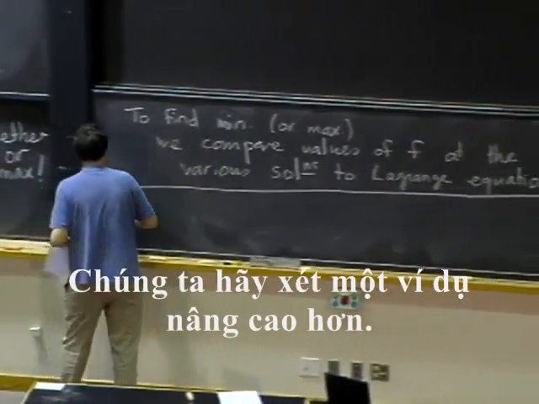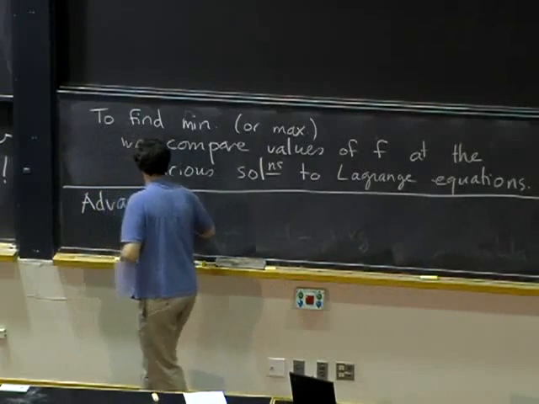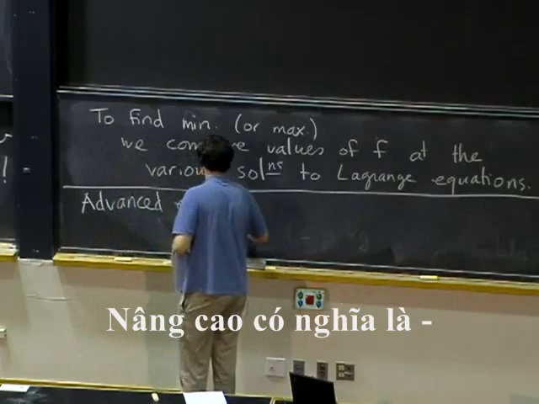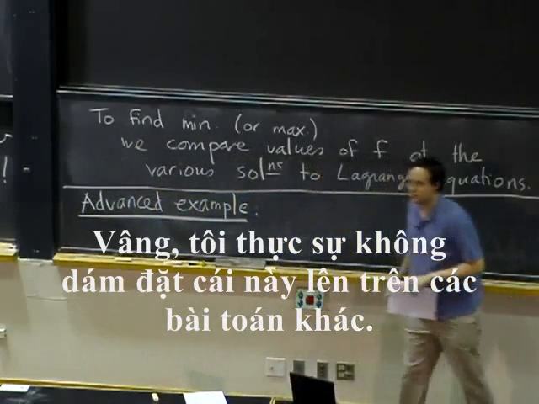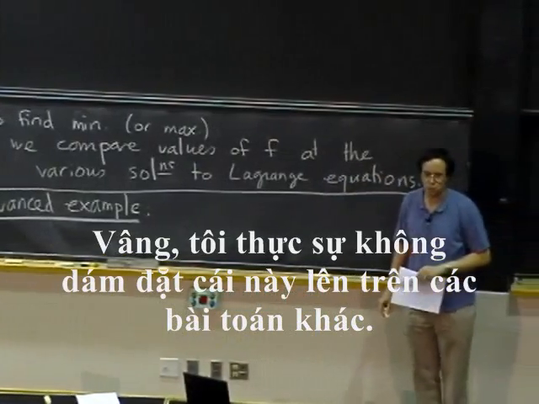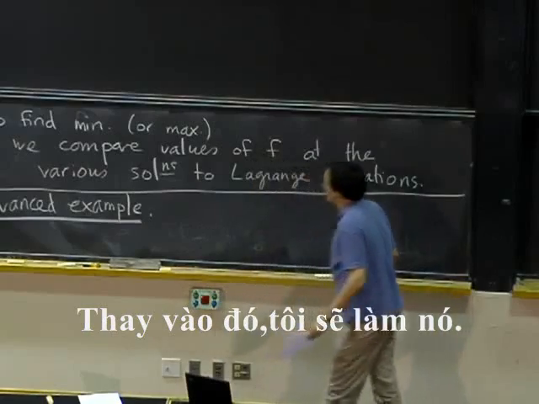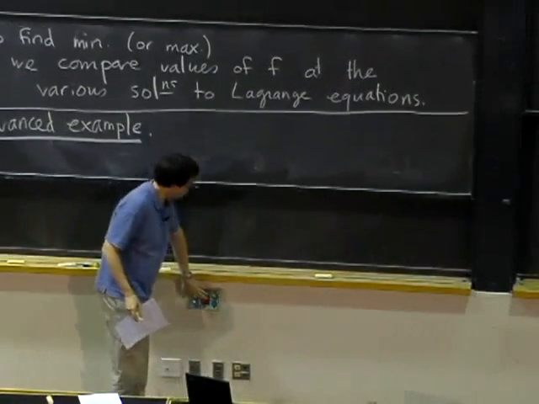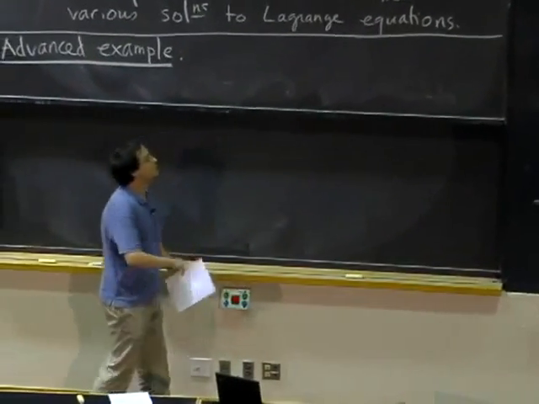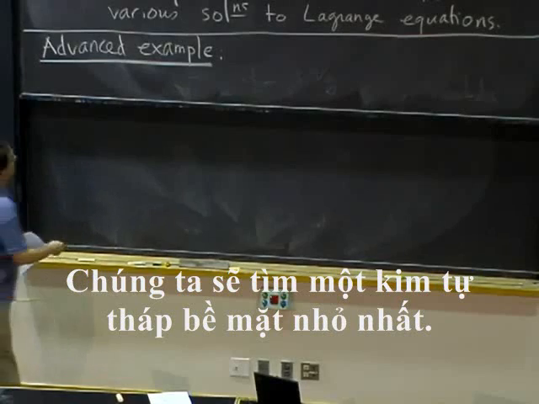Okay, let's do an advanced example. Advanced means that, well, this one I didn't actually dare to put on part B of the problem set. So instead I'm going to do it. Okay, so what is this going to be about? We're going to look for a surface minimizing pyramid.